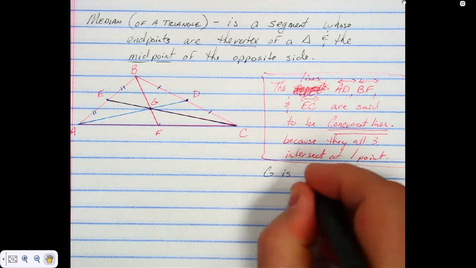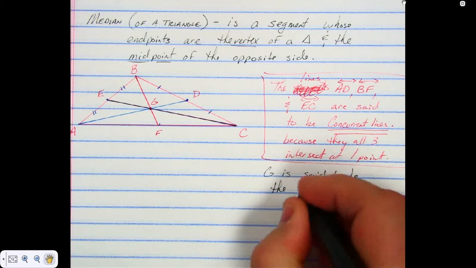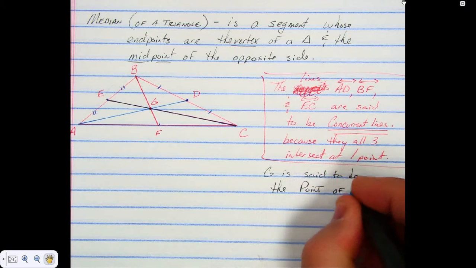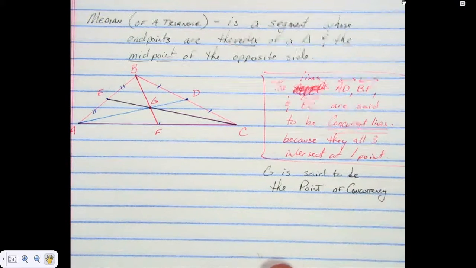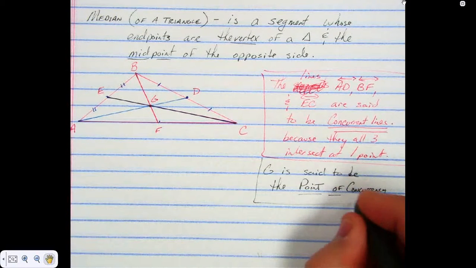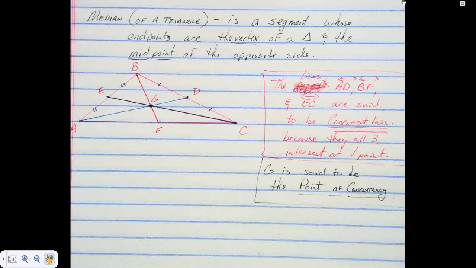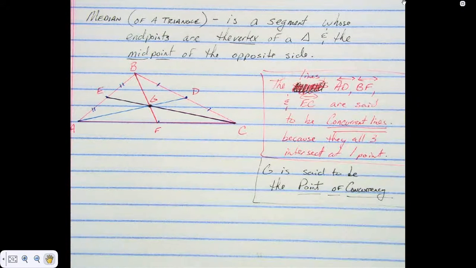G is said to be the point of concurrency. Point of concurrency, because that's the point where they all 3 meet, isn't it? This is just a little bit of a vocabulary lesson. Concurrent lines are lines that meet at the same point.